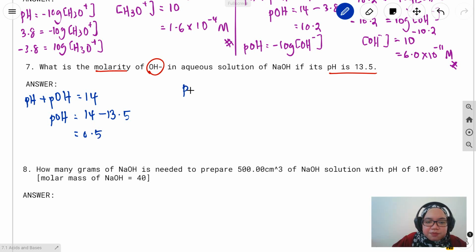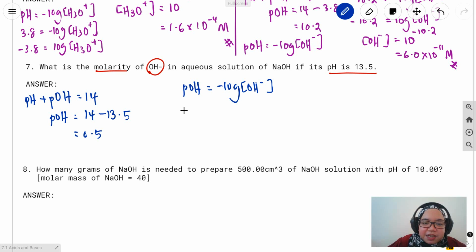So we know that pH is equal to negative log concentration of H plus. Right? So we will get here pOH 0.5 equals negative log. Oops, you keep saying H plus. OH minus. You like H plus so much. Okay, OH minus. Okay, pOH.